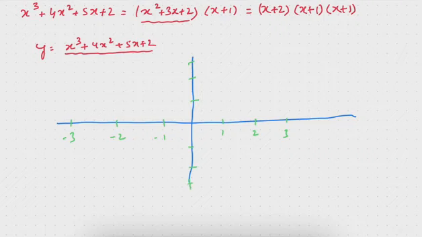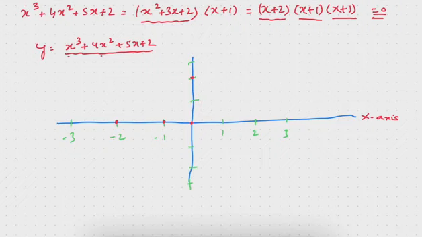So let us try to understand this. This has three linear factors. If we equate them to 0, we know that at x equals minus 2 and at x equals minus 1, the graph must cut the x-axis because y will be equal to 0. And when x is 0, the graph must pass through 2, because when we put x equals 0, y is 2.